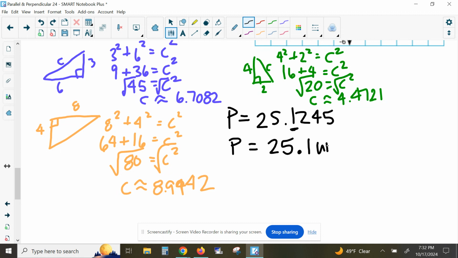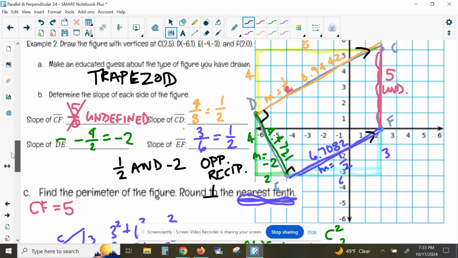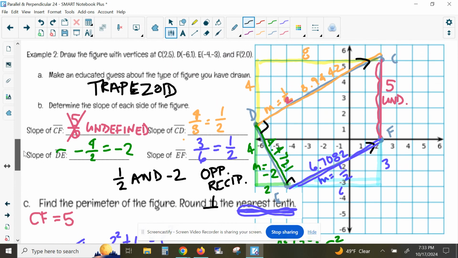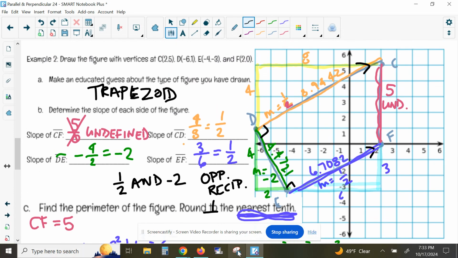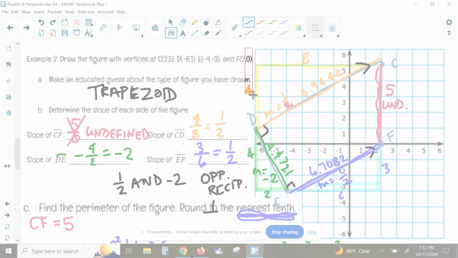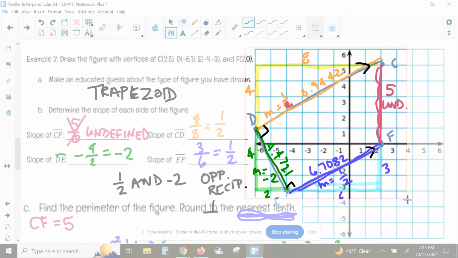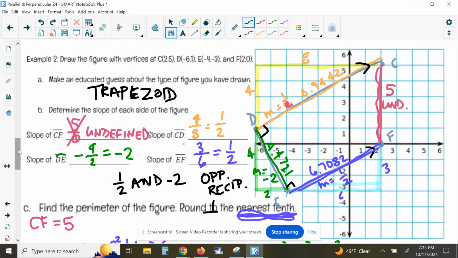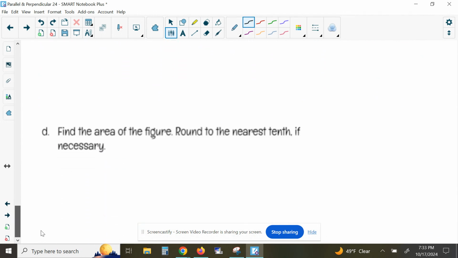And we don't know what the unit of measure is, so I'm just going to say units. 25.1 units, approximately. Okay, now we're going to use all of this same information to answer the question about finding the area. Just for the sake of not being able to scroll up and down the screen, I'm going to take a clip of this, just so I have all of this information down below. Let me paste this down here by this other.